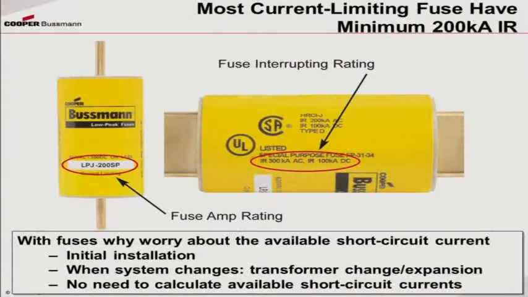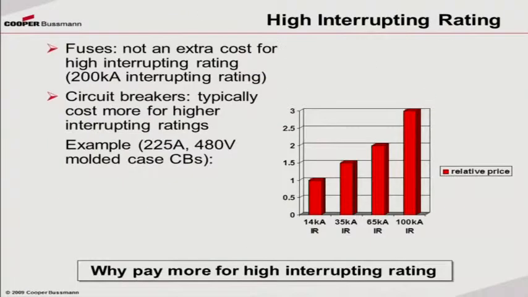So devices have to be labeled with this interrupting rating. And they come in various sizes, types, and different levels of interrupting capacity. Generally, you pay more for higher interrupting capacity.